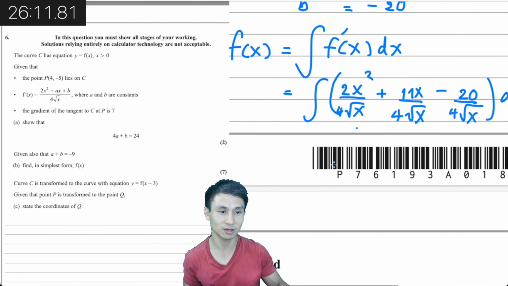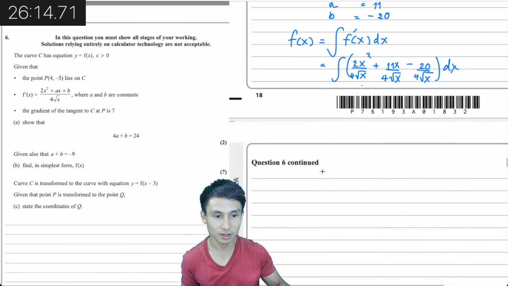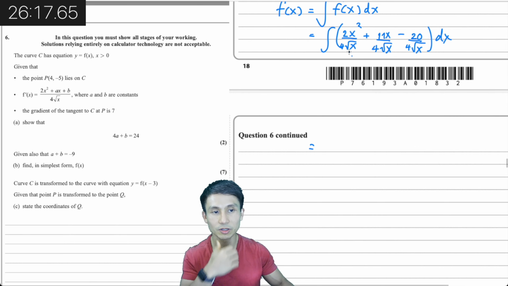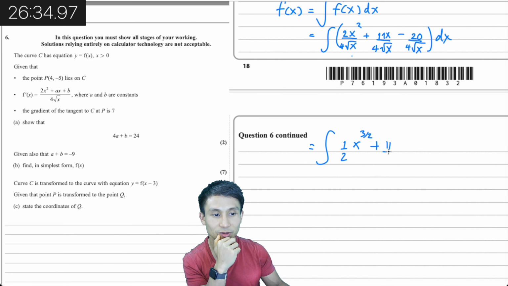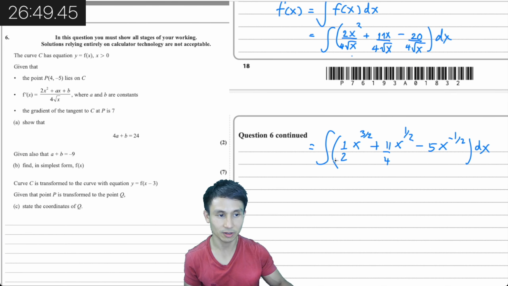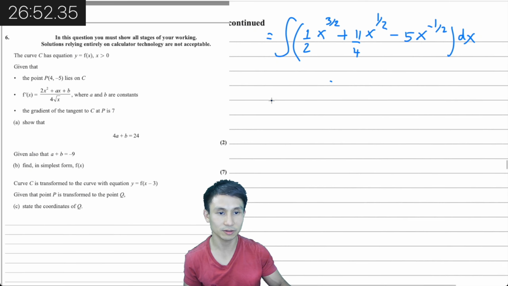I always put brackets with the integrand, okay? Just going to carry down here. You simplify the first term, you get a half for 2 and 4, and then the power is 2 minus a half, so you get 3 over 2, so that's x to the 3 over 2, like that. Plus 11 over 4, and then this is x to the half, right? 1 minus a half. 4 cancel 20, we get 5, and that's x to the minus 1/2, yeah? Because it's over root x there. Okay. So I'm just going to carry that down here.